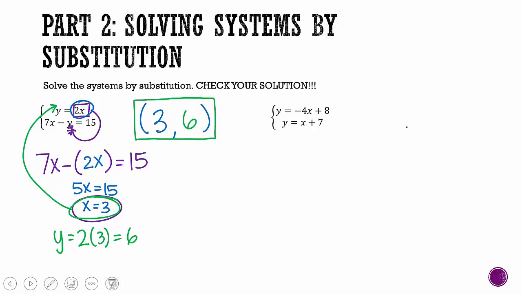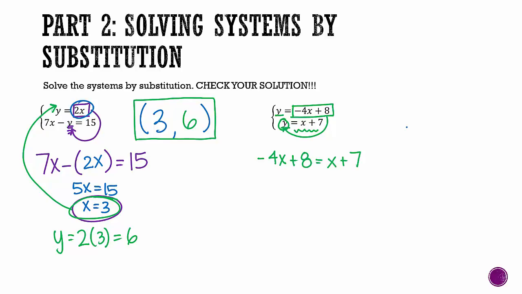Let's try another one. In this one, we have y by itself in both of them, so it doesn't really matter which one you pick. Let's pick the one on top just because it's on top. And remember, we are going to substitute this in where we see y. So if y equals negative 4x plus 8, right here I have negative 4x plus 8, and just like this says, it's going to equal x plus 7. So all I'm doing is plugging it in.